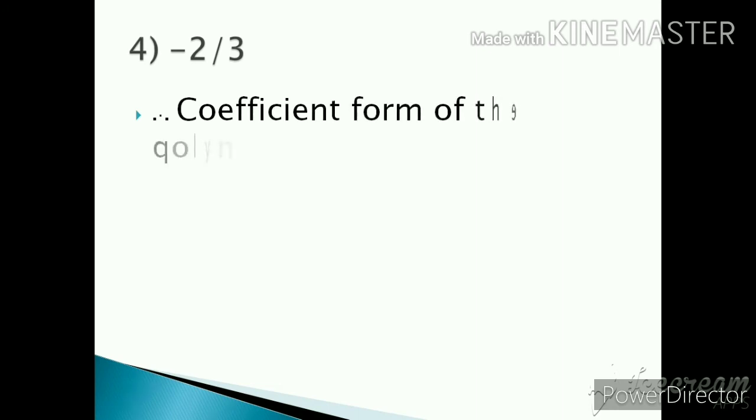Now question number 4. Minus 2 upon 3. It is the constant number, children. This is only the last term. So here we do not have to add anything. We do not have to write index form also, children. Directly we write coefficient form. Therefore, coefficient form of the polynomial is minus 2 upon 3.